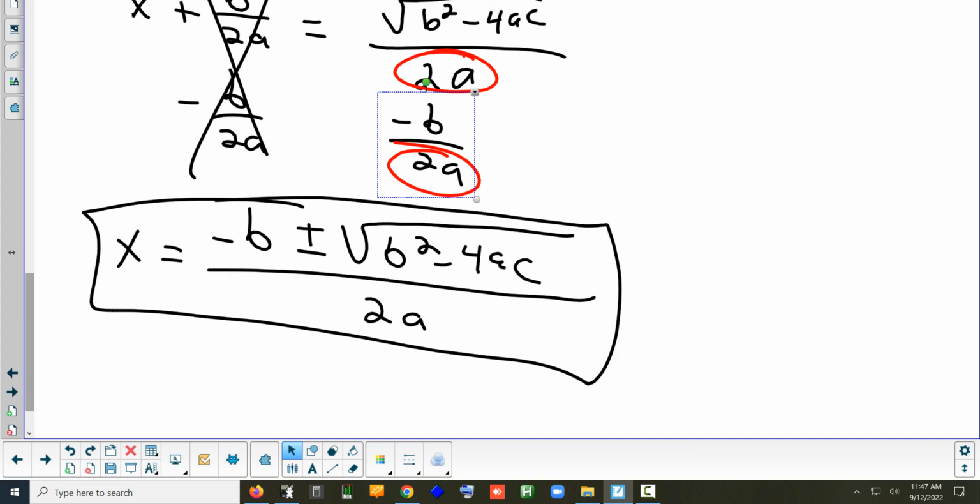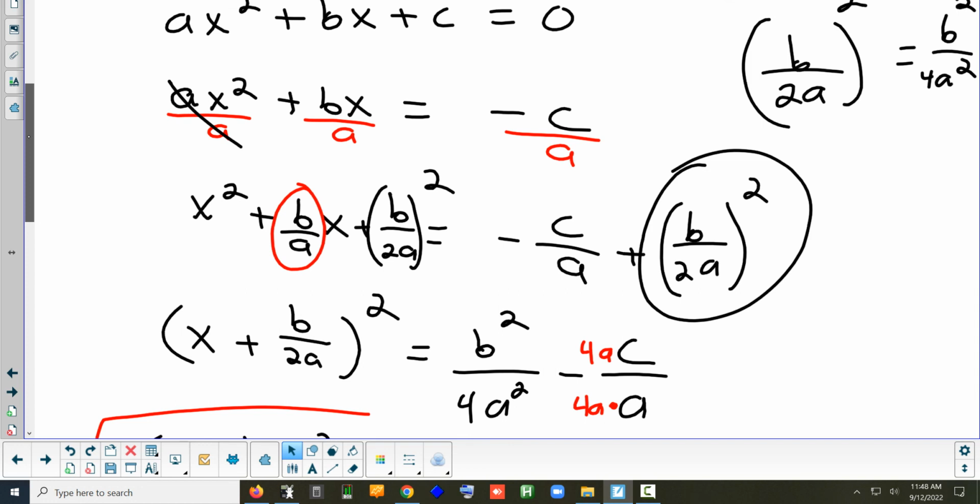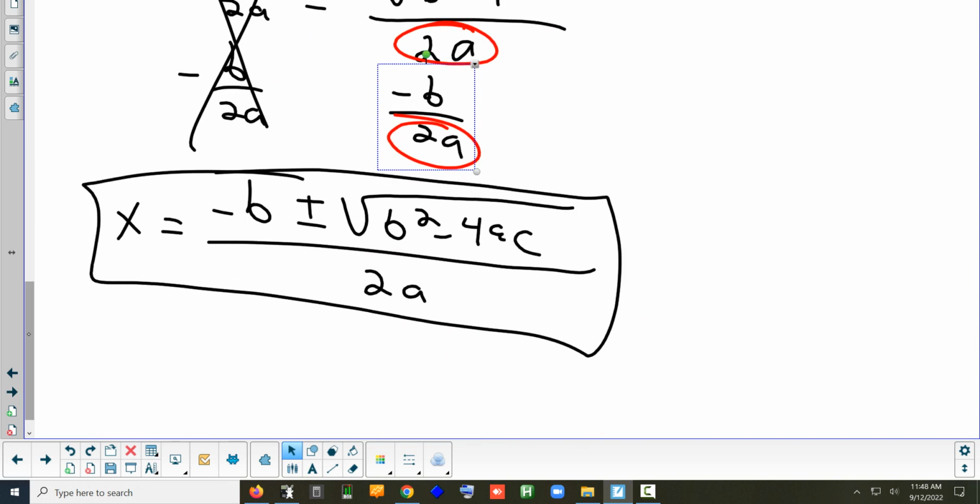So in about, I don't know, it took maybe 3 or 4 minutes, we can see where the quadratic formula comes from. All the quadratic formula is a shortcut for completing the square. That's crazy. Every time you use the quadratic formula, this is what you're really doing. You are completing the square. But it does all the completing the square for you without having to think about the steps.